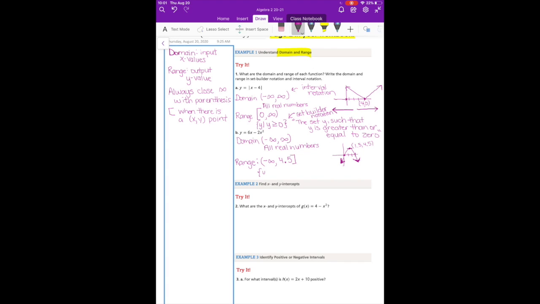Okay, so what does that look like for set builder notation? It is the set Y such that, you always start it that way. Y, notice this time it's going down. Down is little, so less than or equal to. I put equal to because there's an actual point there. 4.5.